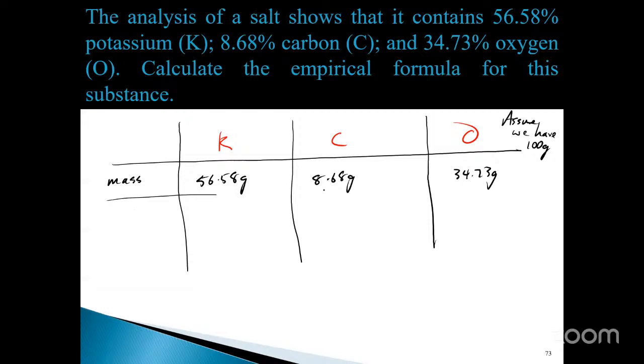Then I will determine the moles of each of these elements. And by now, you all should know how to do that. But just to remind you, you take the mass of each of them, 56.58 grams, and we multiply by, in the case of potassium, 1 mole over the molar mass of potassium, which is 39.10.